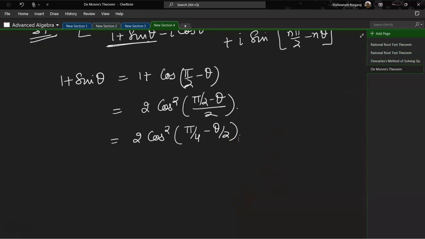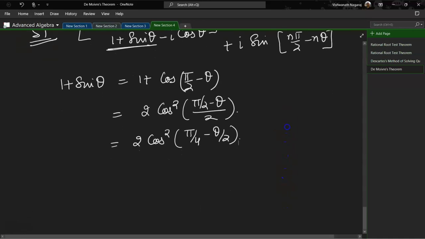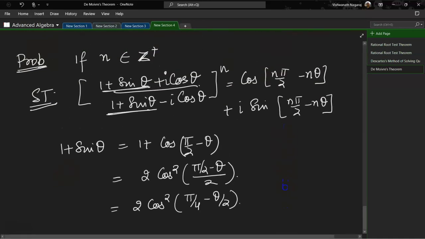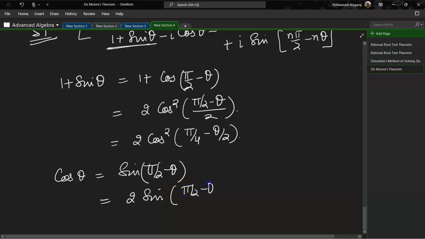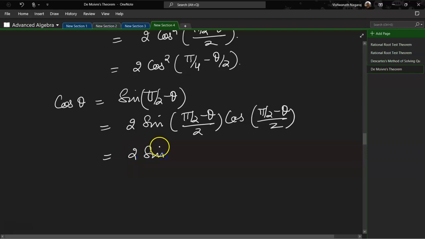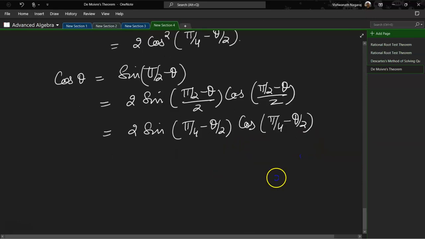Okay. Now the imaginary part, that is cos theta, and we have to write it in terms of sine. So we have to make sure that the imaginary part becomes sine. So cos theta can be written as sine (pi by 2 minus theta), which can be written as 2 sine (pi by 2 minus theta by 2) cos (pi by 2 minus theta by 2), which simplifies to 2 sine (pi by 4 minus theta by 2) cos (pi by 4 minus theta by 2). What do we do now?